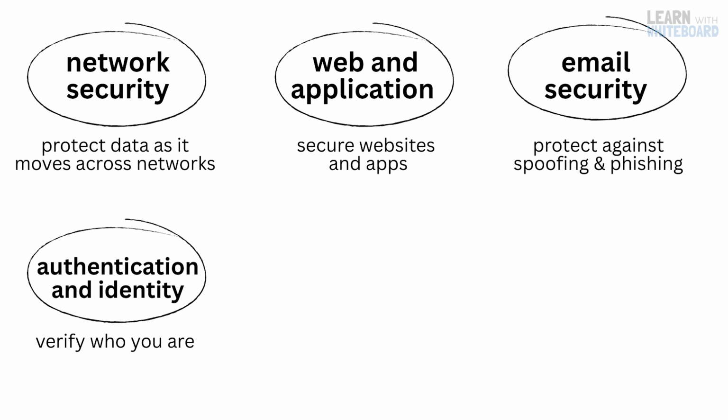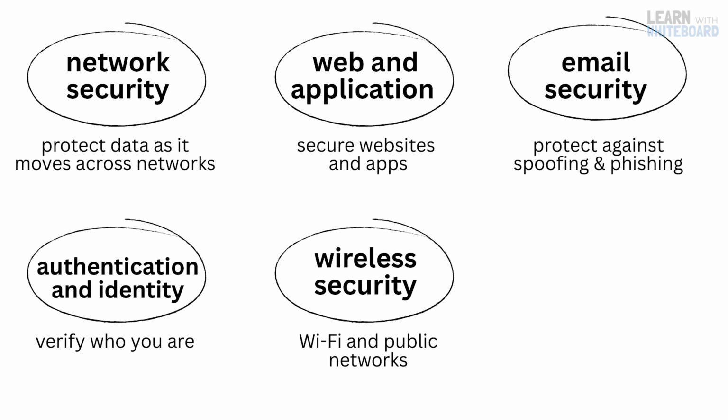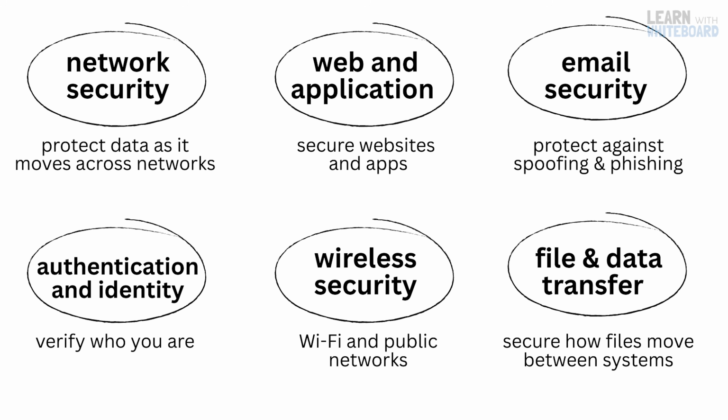Fourth, authentication and identity protocols that verify who you are. Fifth, wireless security protocols for Wi-Fi and public networks. And finally, file and data transfer protocols that secure how files move between systems. Once you see these categories, the entire cybersecurity landscape starts making sense.